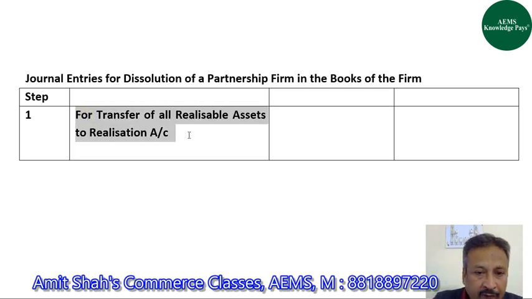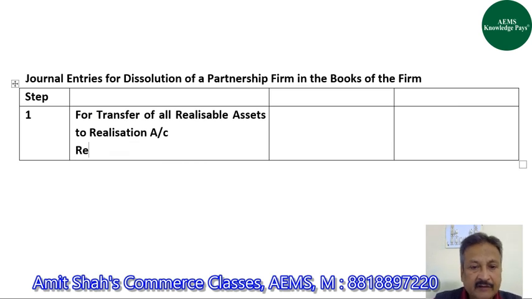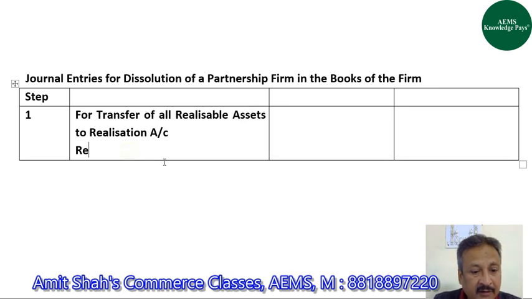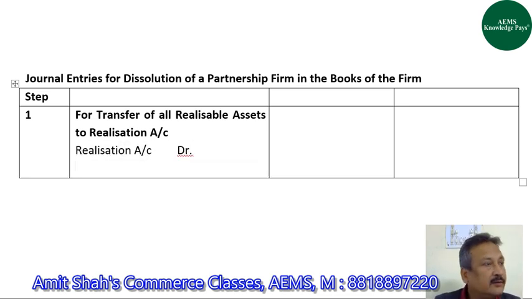So for transfer of all realizable assets to realization account, the entry that we pass is: we know that assets always have debit balance in books. So to transfer them, we need to credit them, and that is what we will do here by debiting realization account, right? As I said, do not write anything, guys.